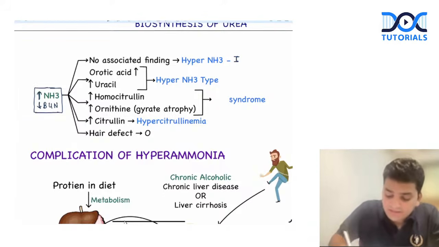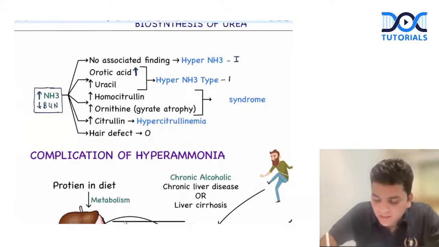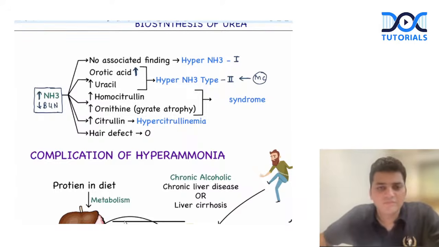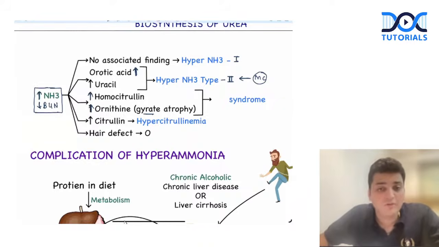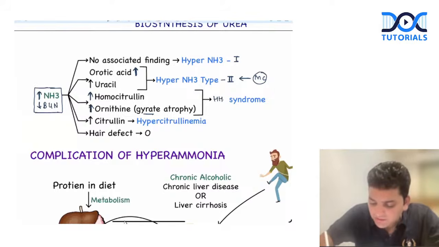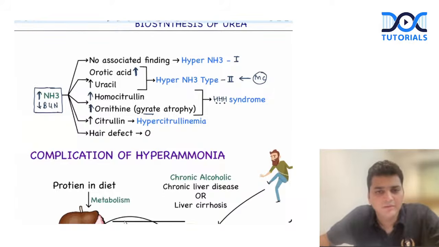If there is an increase in the orotic acid mentioned, orotic acid, uracil, it's hyperammonemia type 2. And this is the most common, hyperammonemia type 2. If there is an increase in the ammonia, an increase in homocitrulline, and an increase in the ornithine, because of that there is gyrate atrophy. This is a defect in the ornithine transporter. This is called triple H syndrome: hyperammonemia, hyperornithinemia, and homocitrullinemia.